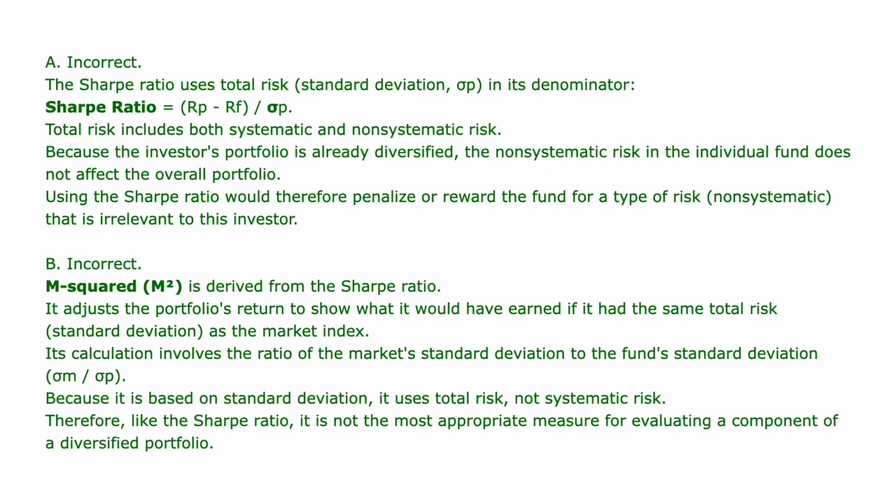And Sharpe ratio uses total risk, standard deviation, which includes non-systematic risk irrelevant to a diversified investor. It would penalize the fund for risk that doesn't affect the portfolio. B. M² is derived from Sharpe ratio, also uses total risk, standard deviation. Not appropriate for a component of a diversified portfolio.